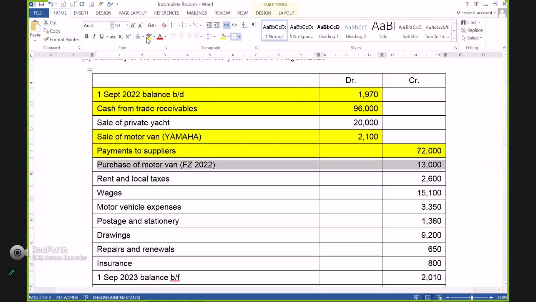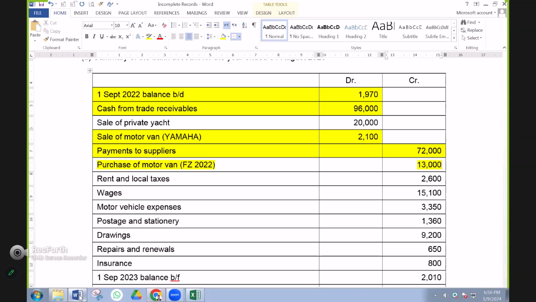So what about the next one? Purchase of motor van. Purchase of motor van means you have to purchase the asset. So motor van account debit, cash account, no, bank account credit. Motor van account debit, bank account credit.